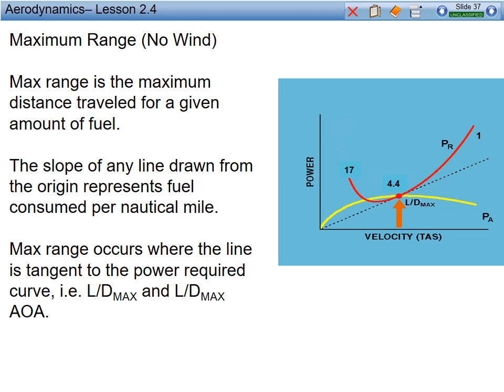Maximum range for a no-wind situation is found by the maximum distance traveled for a given amount of fuel. The slope of a line drawn from the origin and lying tangent to the power required curve gives us the amount of distance that we are going over the amount of fuel that is being used, or basically our fuel per distance efficiency. Maximum range occurs where the line is tangent to the power required curve, which, as we learned from Aero 1, is LD max, which for the T-6 is 4.4 units angle of attack.